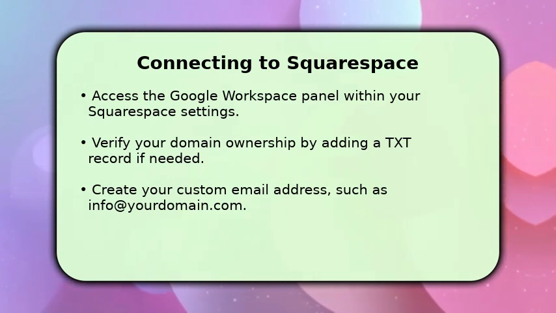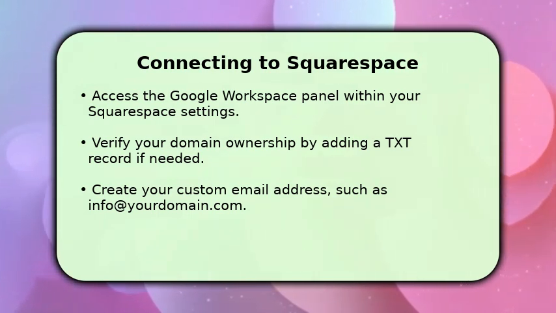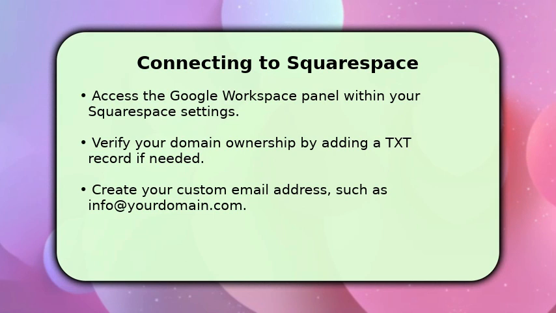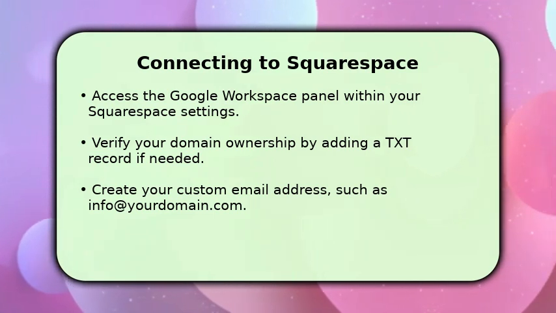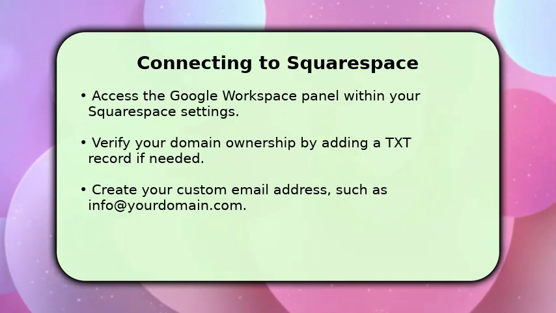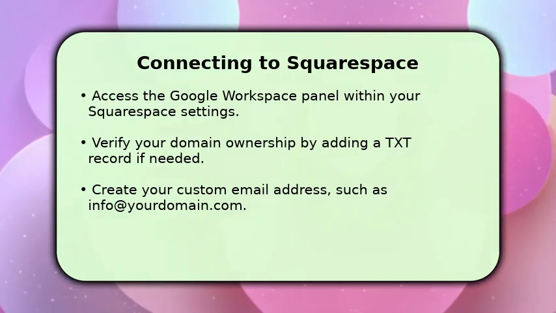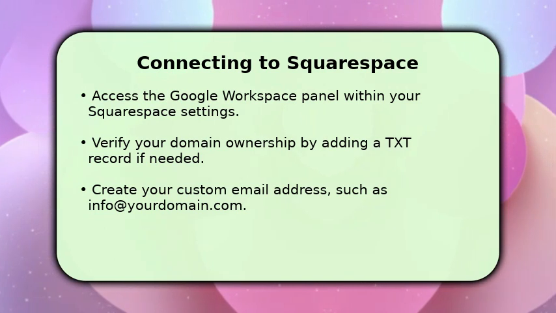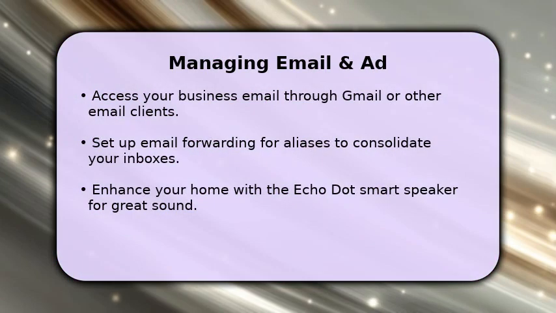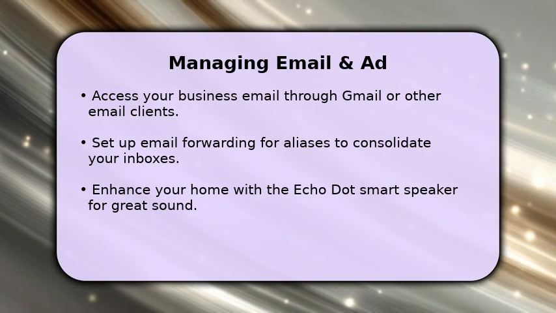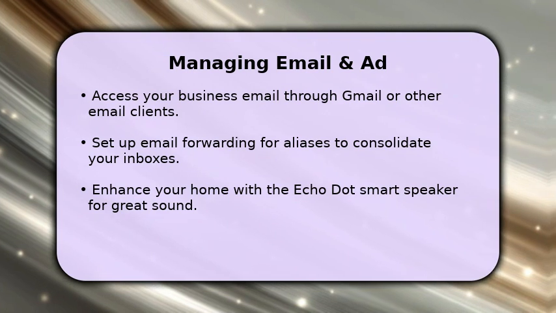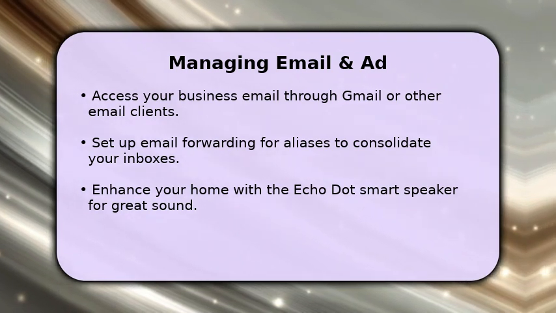If your domain is registered with Squarespace, verification is often automatic. For third-party domains, you might need to manually add a TXT record to your DNS settings for verification. Once verified, you can create your custom email address, like contact@yourdomain.com, and set up additional user accounts as required for your team. After setup, you can access your new business email through Gmail or configure it with third-party email clients like Apple Mail or Outlook.